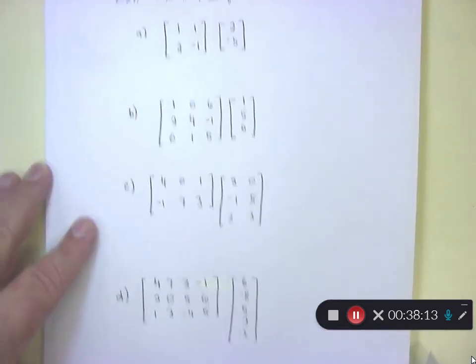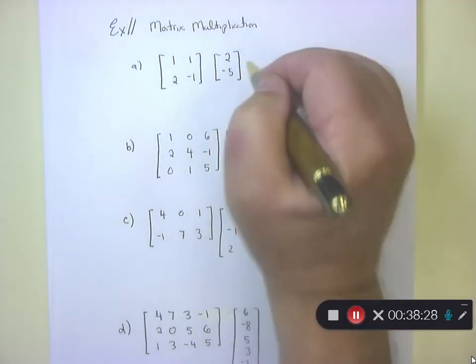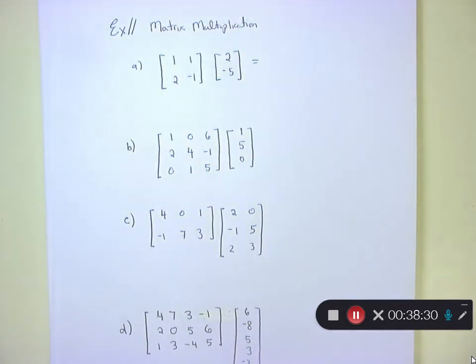So, I have some examples for you guys. Let's just do some matrix multiplication. Now, I know what your calculator can do for you, and I don't care. I want to see it worked out. I want to see how you actually do this stuff, not how a computer would do it. So, this first one, start out small. I have a matrix 1, 1, 2, negative 1 times a vector 2, negative 5.